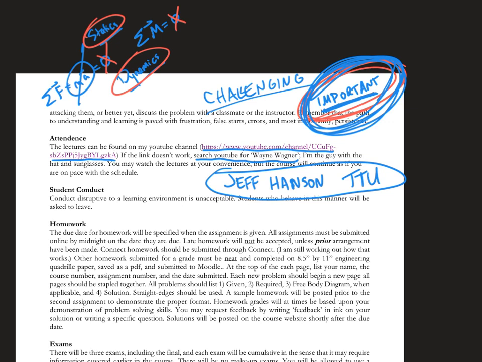Student conduct. This is really for in the classroom. Conduct disruptive to a learning environment is unacceptable. But if you are a jerk to another student, like in Zoom or something like that, we're going to have to deal with that. And I don't want to have to deal with that.